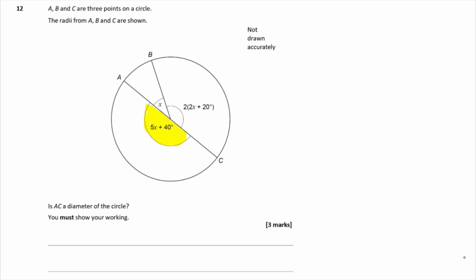Okay. Now we've got 3 angles meeting at a point, basically. So we've got 5x plus 40, we've got x, and we've got this 2 lots of 2x plus 20. And we know that angles meeting at a point sum to 360. So those 3 angles added together should be 360 degrees.